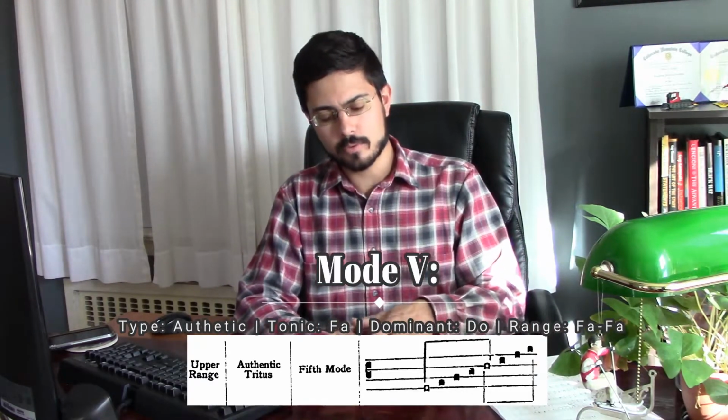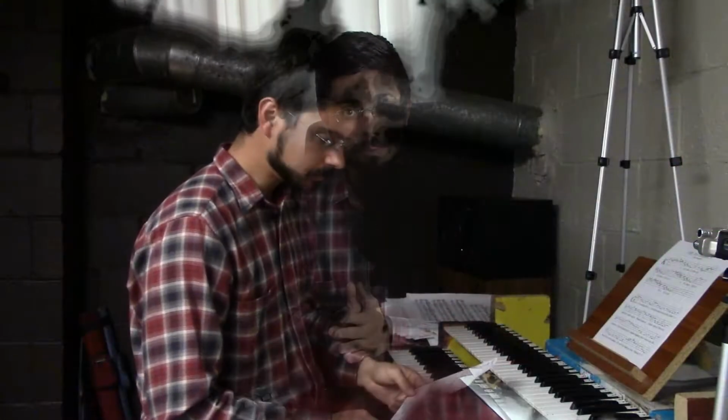Modes 5, 6, 7, and 8 have what our ear would call a major tonality, whereas the modes we've covered previously, modes 1, 2, 3, and 4, have more of a minor tonality. So we're going to look at mode 5 today, keeping in mind that our tonic is on fa, our range is fa to fa, and our dominant is on do. Let's head over to the organ and see what we can do in accompanying this mode.